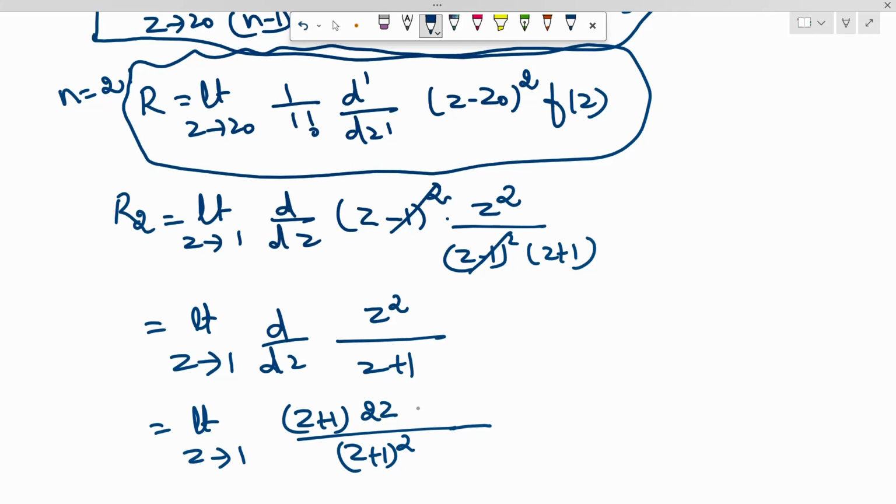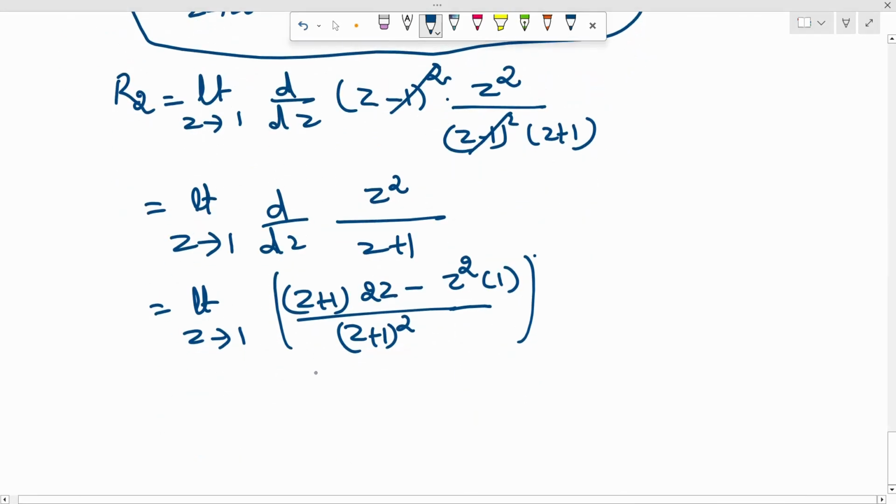Okay, the u by v rule: v into u dash minus u into v dash, over v square. That gives (z plus 1) into 2z minus z square into v dash, over (z plus 1) whole square. V dash means differentiation of z plus 1, which is 1. Okay, now you need not simplify this one. We can apply the limits here directly.